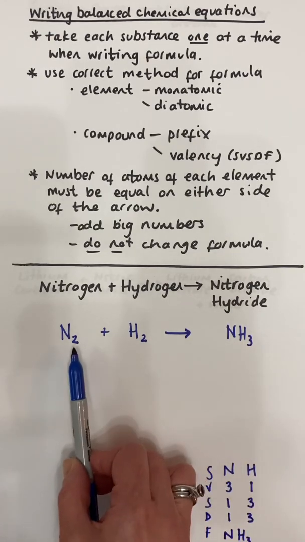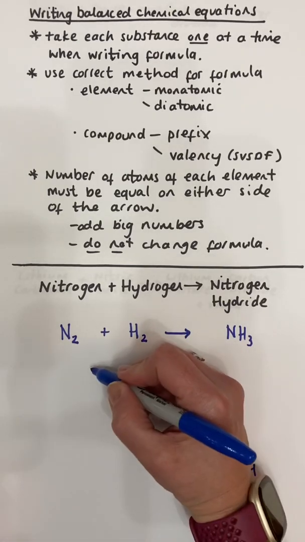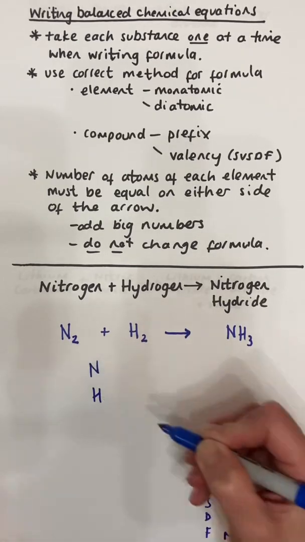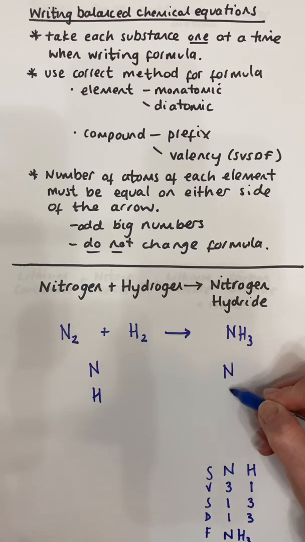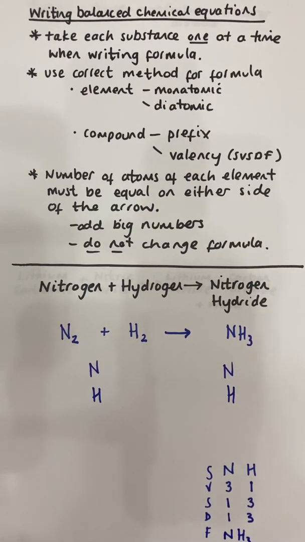Now if you look over here on the left, let's add them up. So I have nitrogen and hydrogen here, and keep them in the same order over on the right hand side. I'm now going to count up how many I've got.